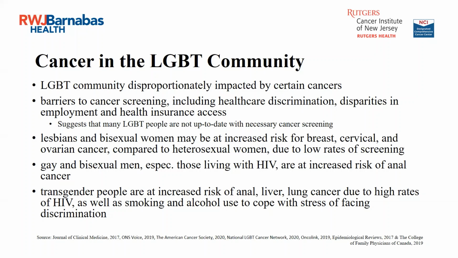We know that lesbian and bisexual women specifically are at increased risk of breast, cervical, and ovarian cancer compared to straight women due to these barriers. We know that gay and bi men, especially those living with HIV, have an increased risk of anal cancer. I'll discuss this later. And we know that trans people specifically are at increased risk of anal, liver, and lung cancer due to higher rates of HIV, smoking, and alcohol use, which are often used to cope with the stress of facing discrimination in society or being treated differently in society. People tend to turn to alcohol and smoking to cope with that anxiety and that stress.